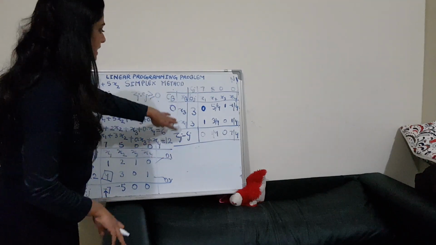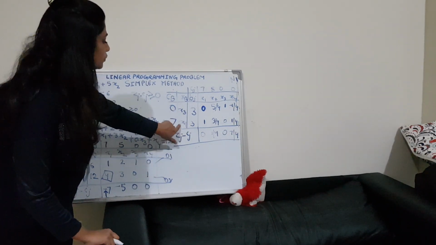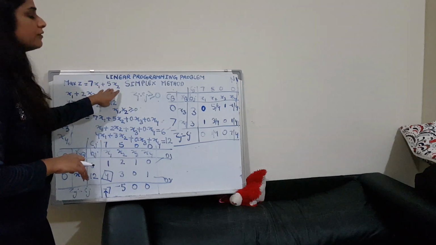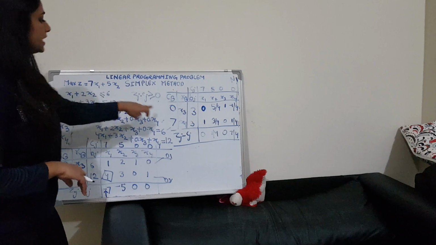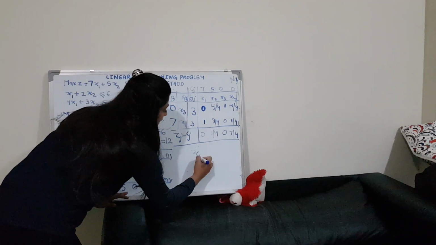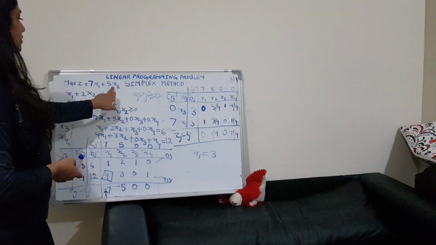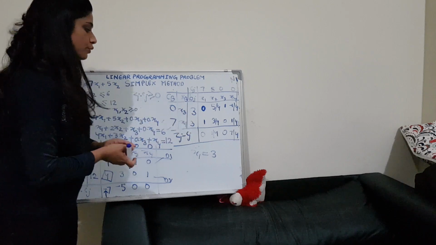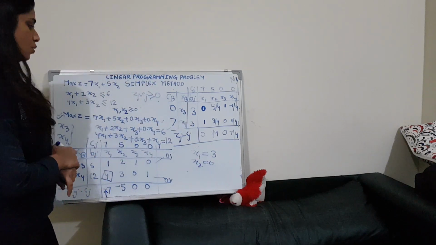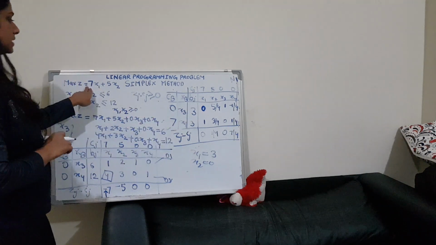We will see how many variables are here. X3 is a slack variable and X1 is a basic variable. We need to calculate the value of the basic variables. We can see X1 value is 3, so X1 equals 3. But X2 is not in the table, so we will take the X2 value as 0. Now we will put the values of these two variables in this equation.